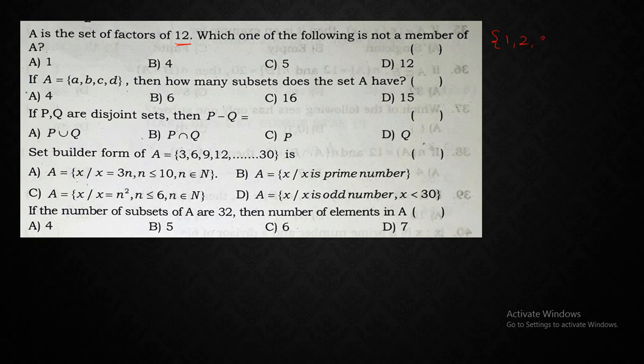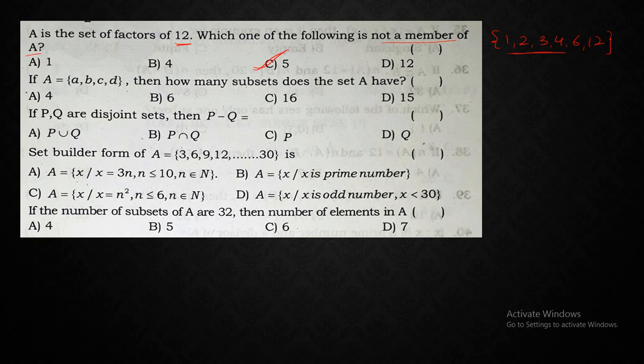So 1, 2, 3, 4, 6 and 12. What is being asked? Which one among them is not a member of the set A? Not a member of the set A means does not belong to set A. From the options, clearly 5 is not present in this set, so 5 is the answer.